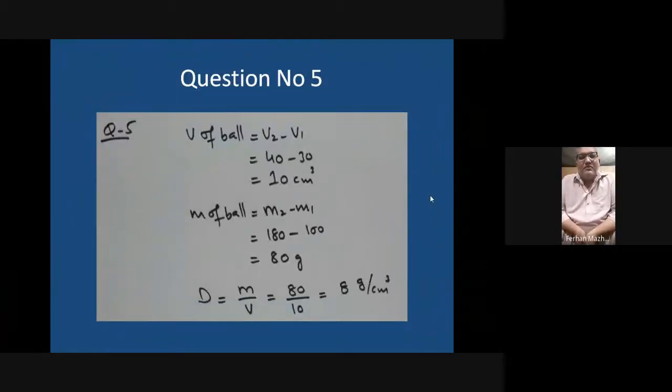Now, look at carefully. Mass divided by volume. The mass is 80 gram, the volume is 10 centimeter cube. The answer will be 8 gram per centimeter cube.